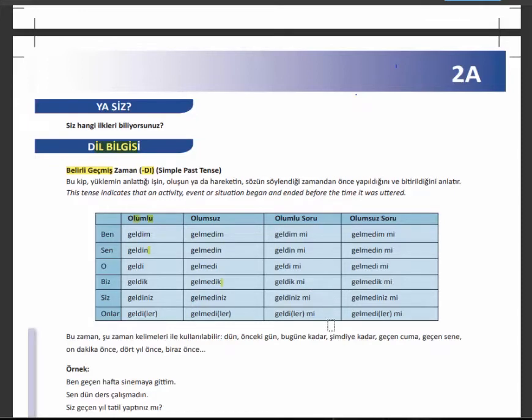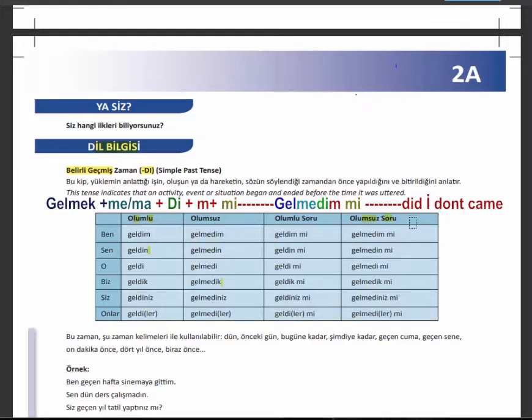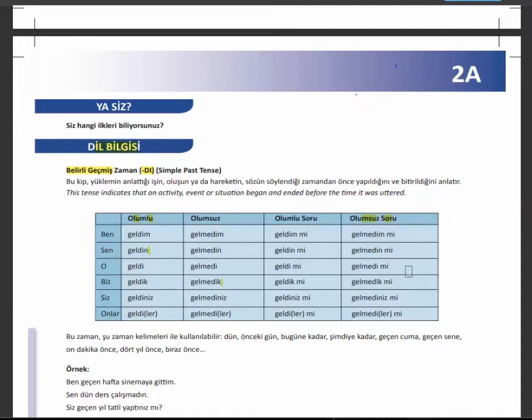For olumsuz soru, meaning negative question in Turkish, we will add mi after the negative. Gelmedim mi? Didn't I come? Gelmedin mi? Didn't you come? Gelmedi mi? Didn't he come? Didn't she come? Didn't it come? Gelmedik mi? Didn't we come? Gelmediniz mi? Didn't you come? For plural, gelmediler mi? Didn't they come?